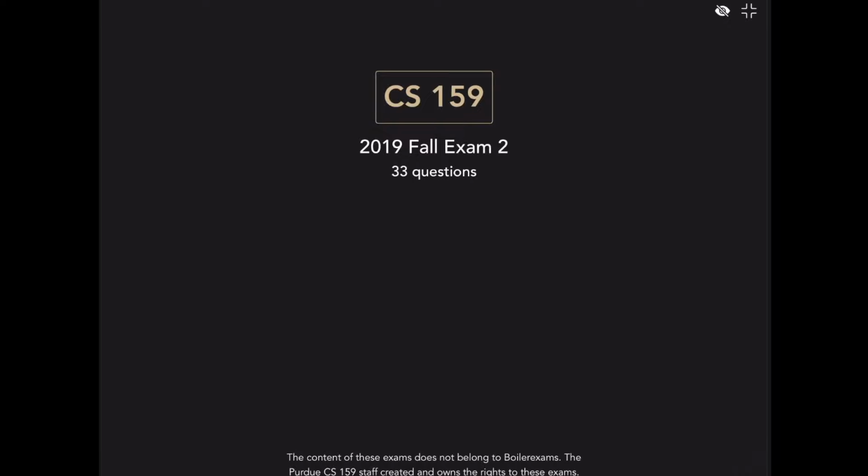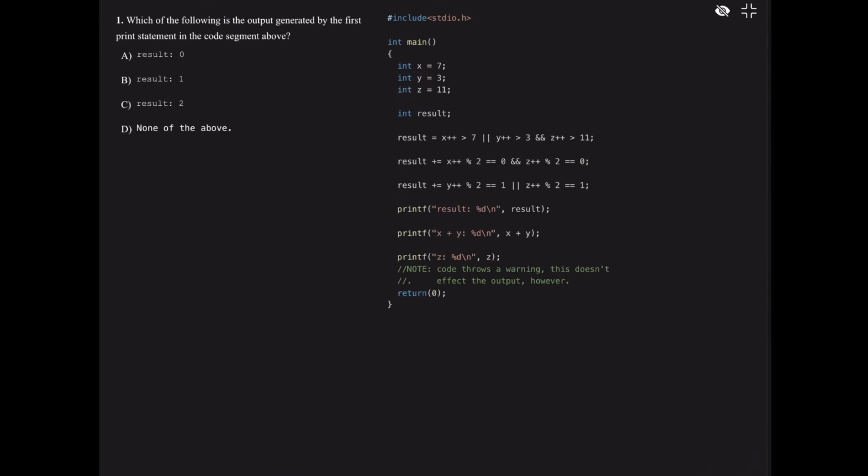All right, this is the CS-159 2019 Fall Exam 2. Let's go ahead and get started. All right, which of the following is output generated by the first print statement in the code segment above, or I guess in this case to the side.